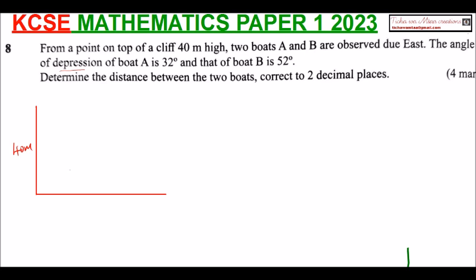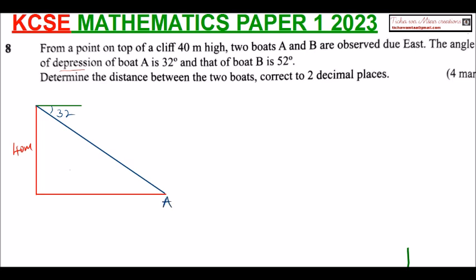So if you draw a vertical line there, let's use a ruler here, or a straight line, any angle below this green line is the angle of depression. Therefore we can say the angle of depression of boat A is 32 degrees. So if we plot a line here, this is the angle of depression of boat A. So actually our boat A is there.